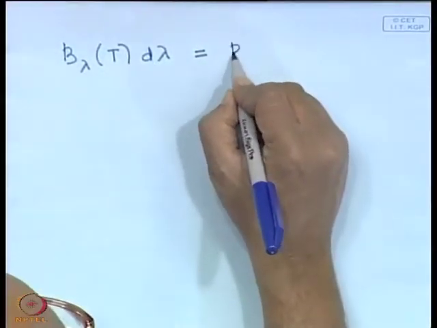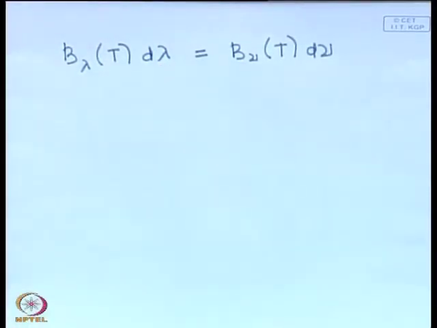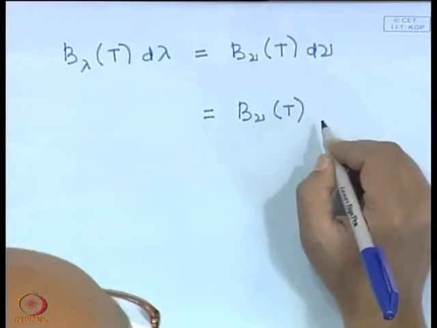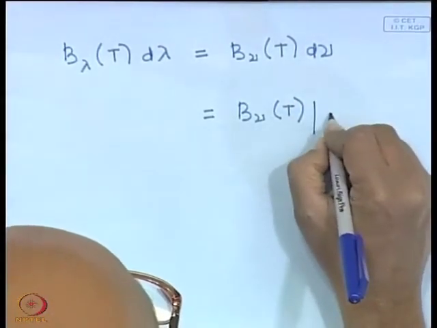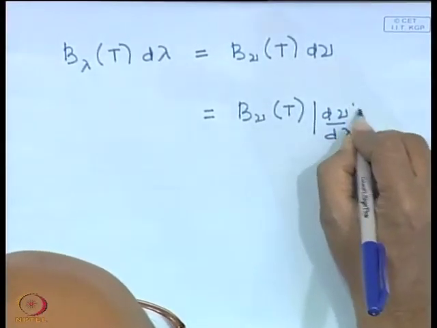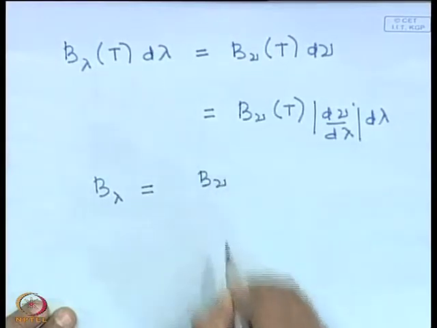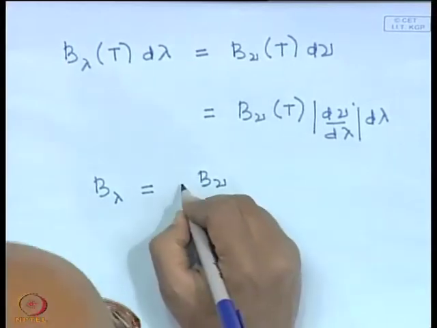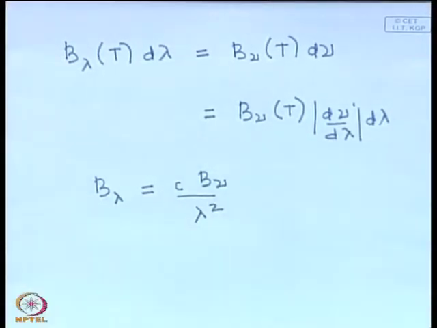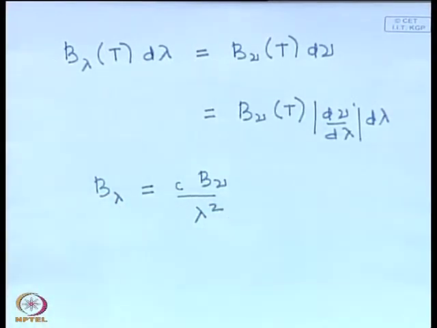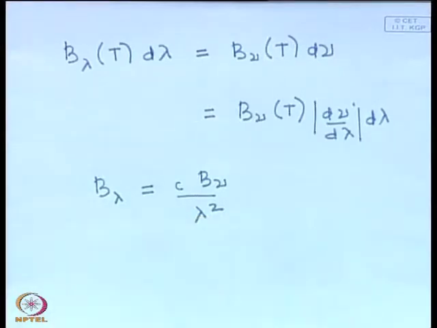So, B lambda d lambda is equal to B nu d nu. The same energy is contained in the corresponding wavelength interval, and we know that we can write this using the mod of d nu by d lambda. So, B lambda is equal to B nu times this, and if you differentiate nu with respect to lambda, you will get c by lambda square. So, these are two different quantities. Not only do you write it as a function of lambda, but it also tells you the energy arriving in a unit wavelength interval, whereas the specific intensity that we have been dealing with tells us the energy per unit frequency interval.